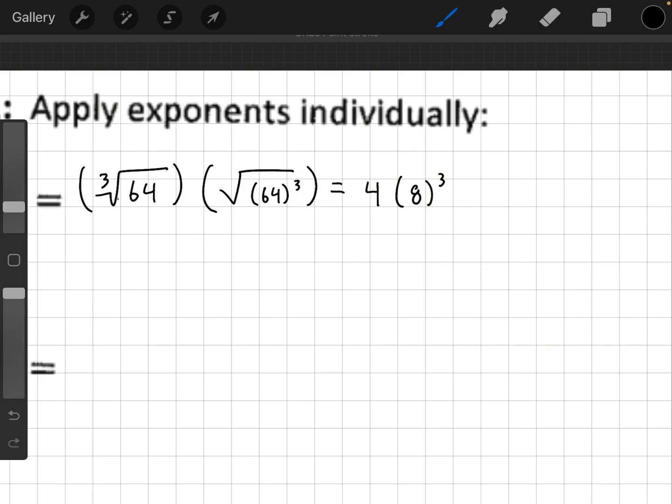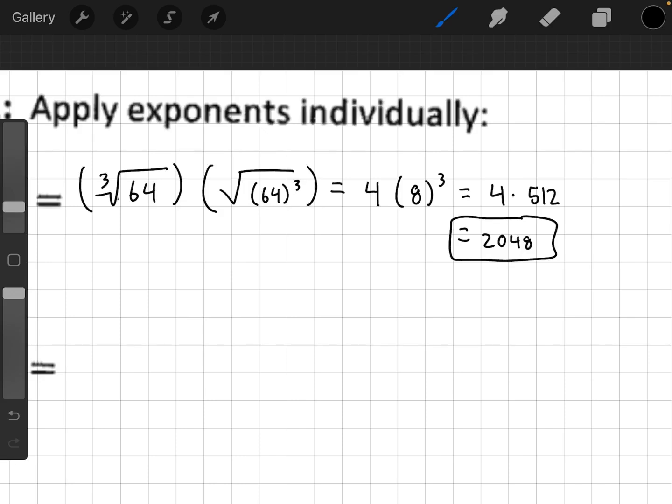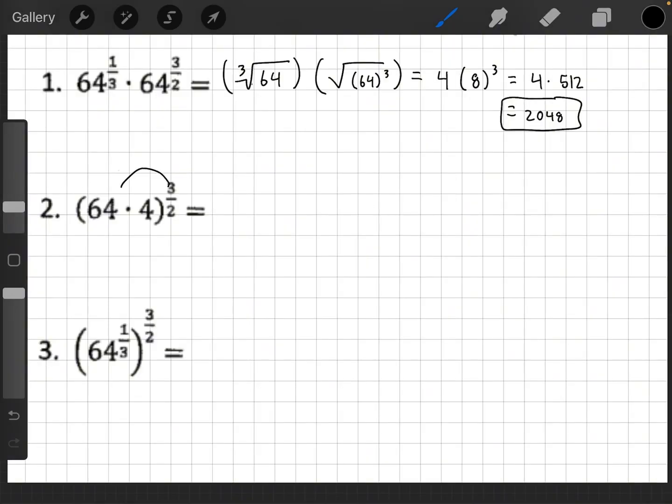We're going to bring over this cube. So now we have 4 times 8 to the power of 3. 8 to the power of 3 is 512. So our final answer is 2048.